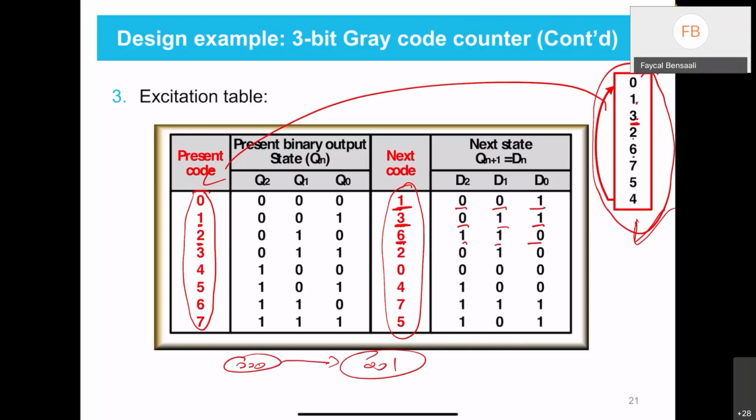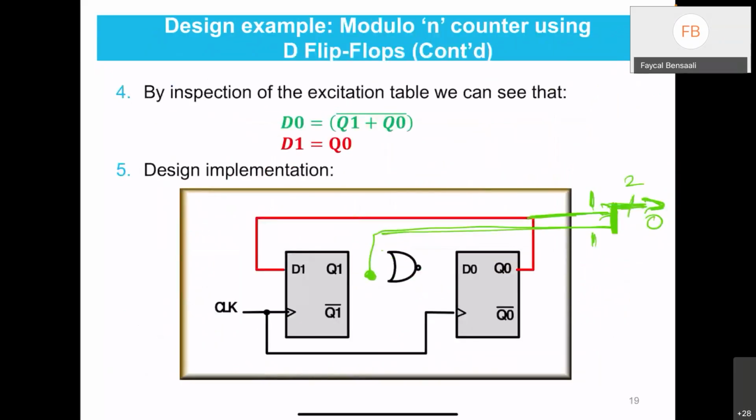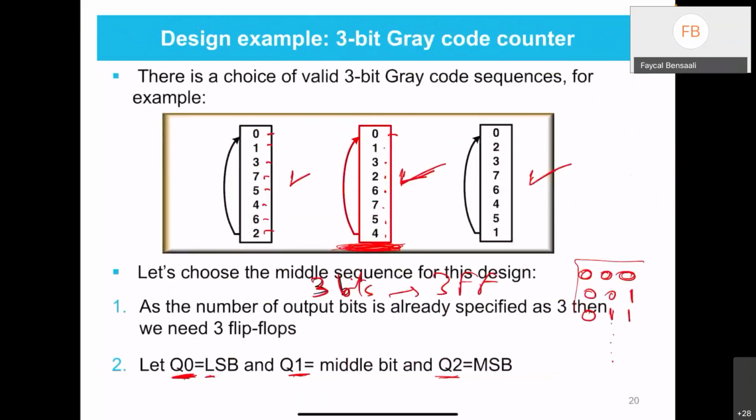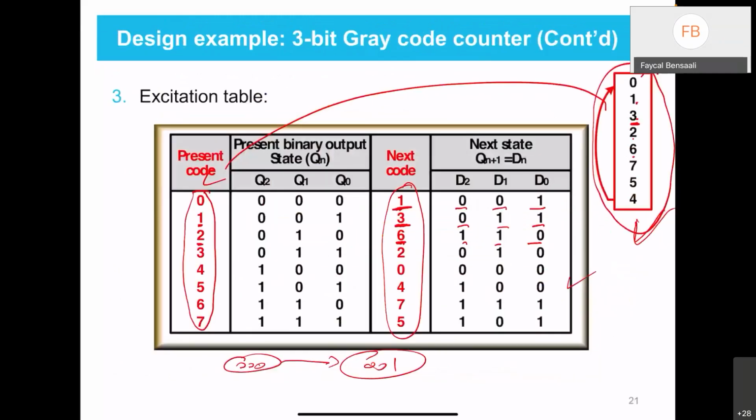We can try the other one at the end of the session. This example here, we can try to do it with JK. Is this clear? Now all I need to do is to find what D0 is as a function of Q0, Q1, Q2, and do the same for D1 and D2.